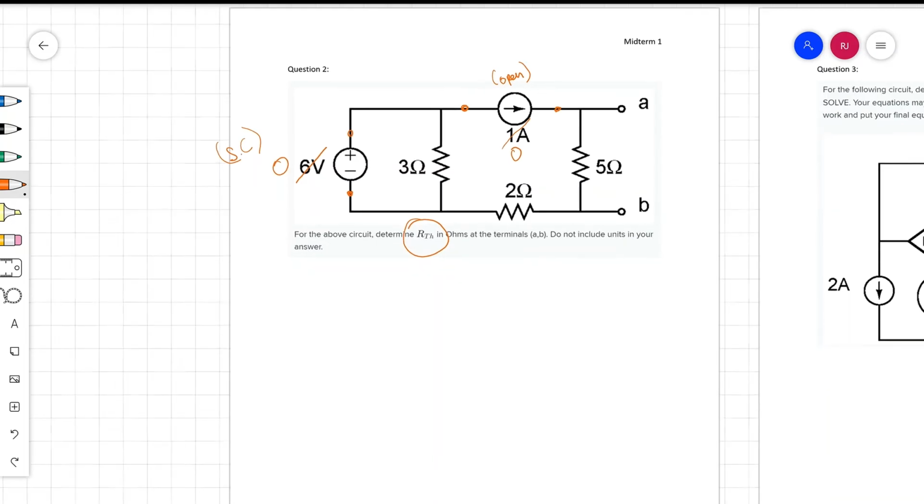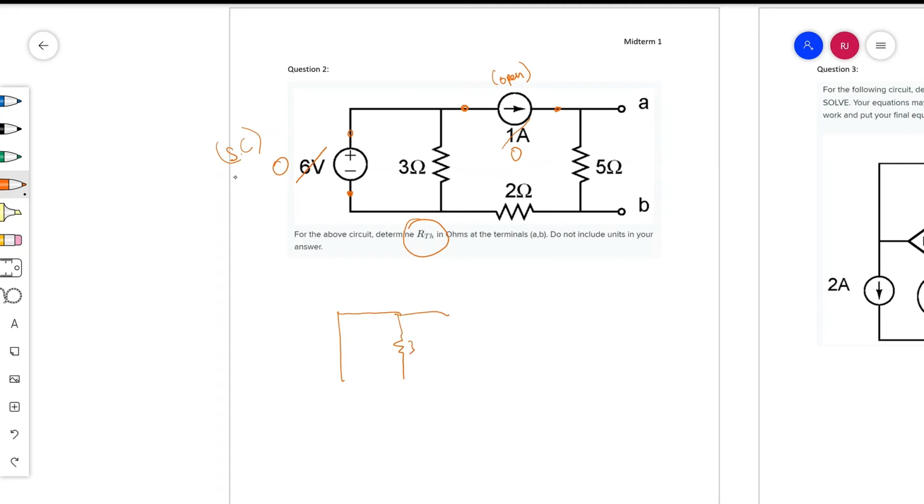So we'll redraw this circuit really quickly. There's the short circuit for the 6 volts that we turned off. There's the 3 ohm resistor. Here's this open, which I won't even have to draw a wire for. We have this 2 ohms on the bottom, and then we have this 5 ohm resistor here. Here's terminal A, and here's terminal B.